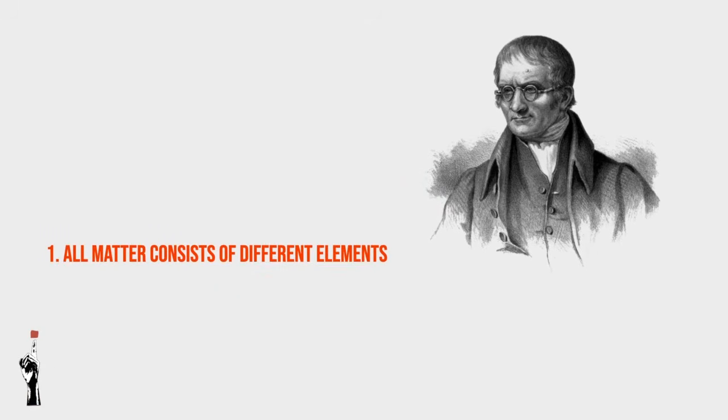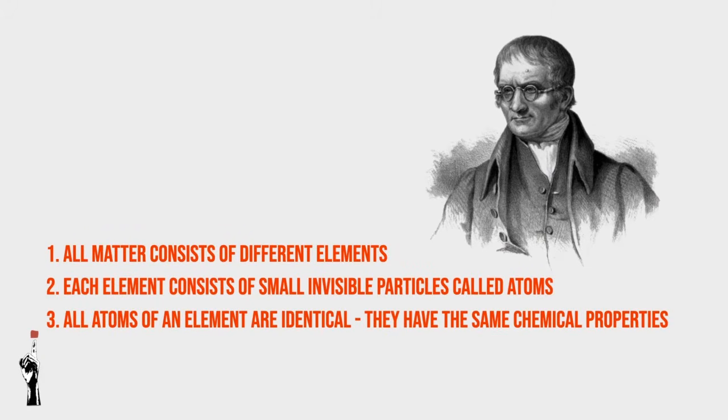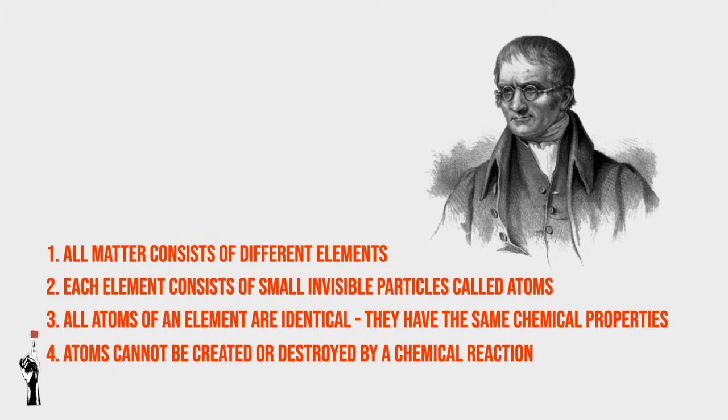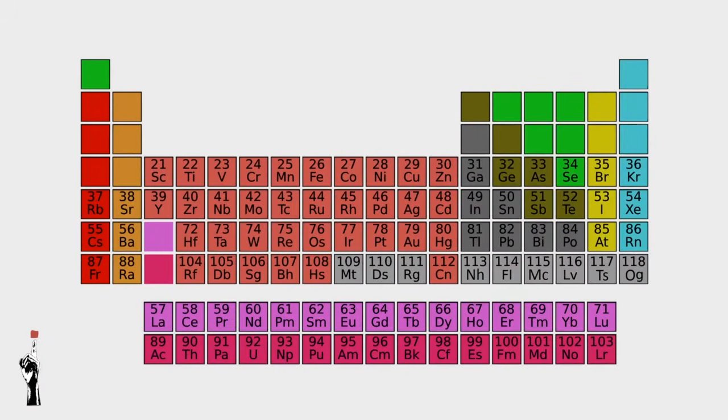All matter on Earth consists of different elements. Each element consists of small invisible particles called atoms. All atoms of an element are identical. They have the same chemical properties. Atoms cannot be created or destroyed by a chemical reaction. In grade 7, you would have learned the first 20 elements.